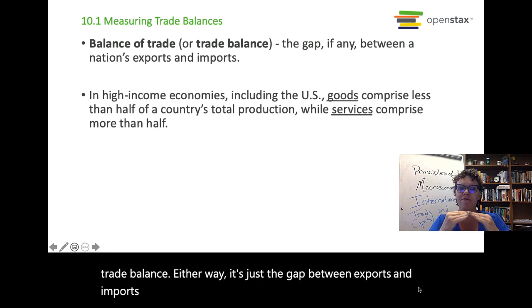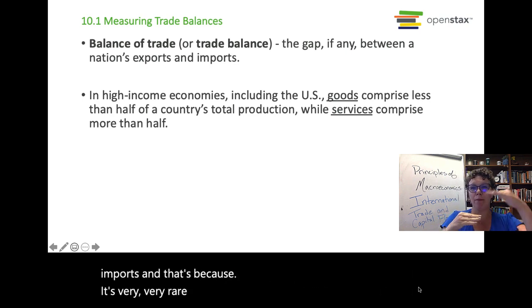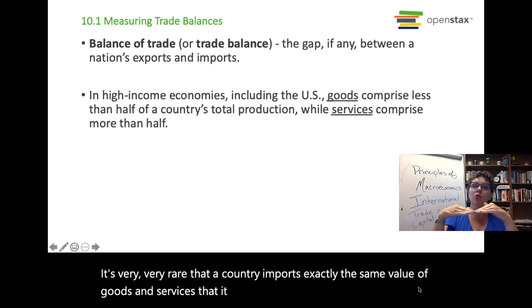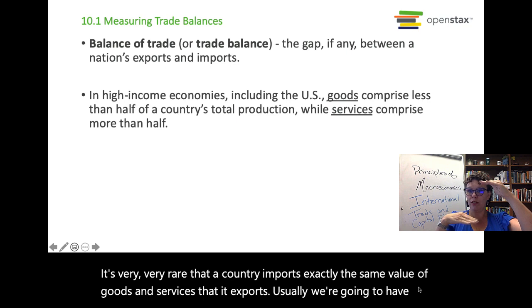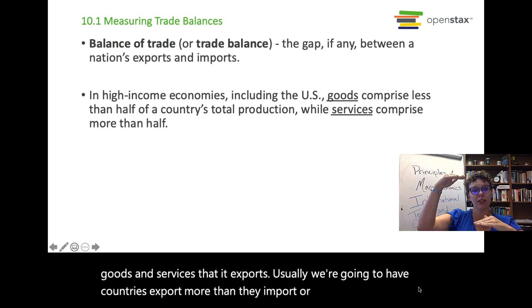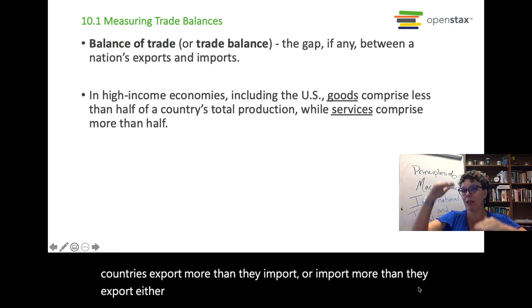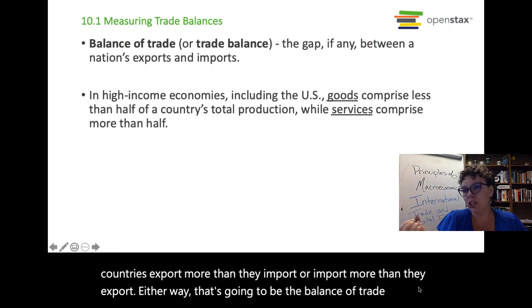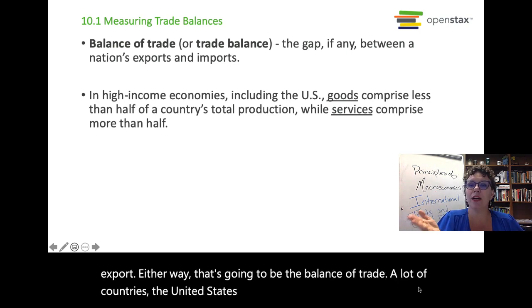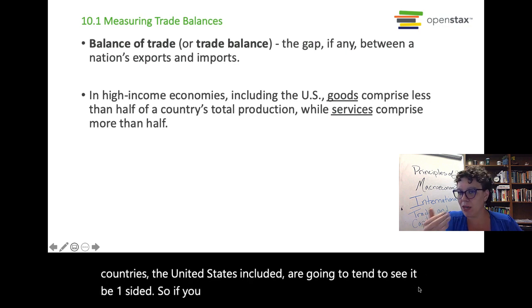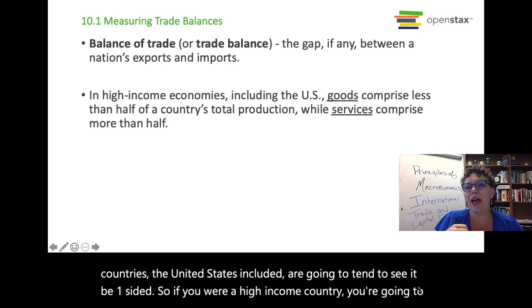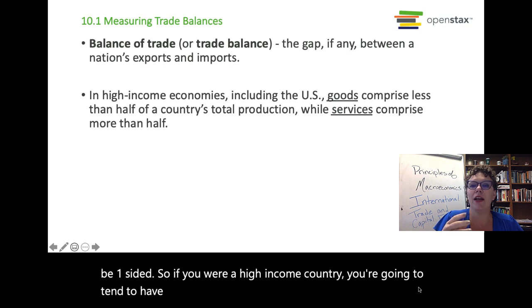That's because it's very, very rare that a country imports exactly the same value of goods and services that it exports. Usually we're going to have countries export more than they import or import more than they export. Either way, that's going to be the balance of trade. A lot of countries, the United States included, are going to tend to see it be one-sided. So if you're a high-income country, you're going to tend to have a lot of imports of goods and a lot of exports of services.